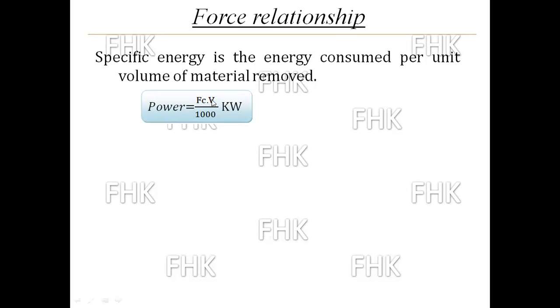And the other formula for power in terms of force: if force is given and cutting velocity is given, that is VC, the cutting velocity, generally denoted by only V. So power is equal to FC into cutting velocity. If you multiply that and divide by 1000, you will get the power in kilowatt. Power is equal to FC into VC, cutting force into cutting velocity, divided by 1000, which gives the power in kilowatt.